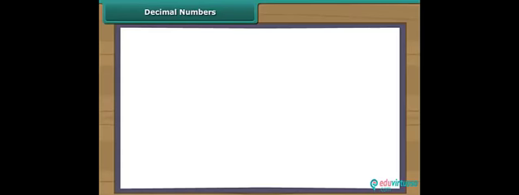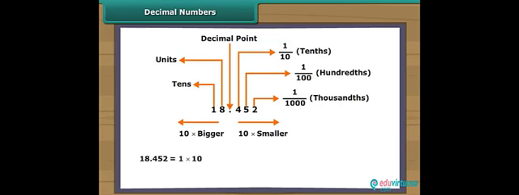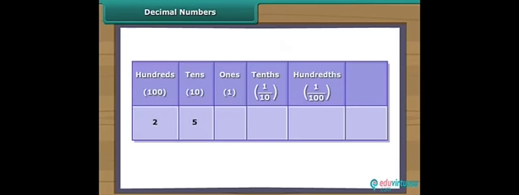Decimal numbers. Friends, look at this number having decimal point. As we move further left of this number, every number place gets 10 times bigger. As we move further right, every number place gets 10 times smaller. The given number can be written in the expanded form as 1 multiplied by 10 plus 8 multiplied by 1 plus 4 multiplied by 1/10 plus 5 into 100th plus 2 multiplied by 1000th. Similarly, if we know the place values of each digit in a decimal number, we can write the number.